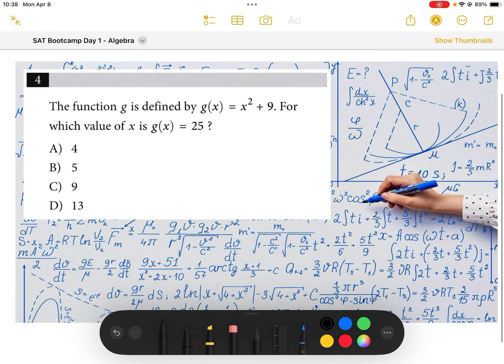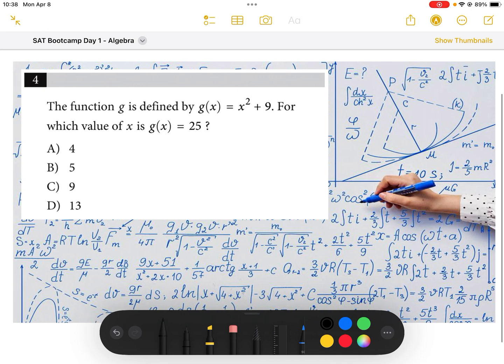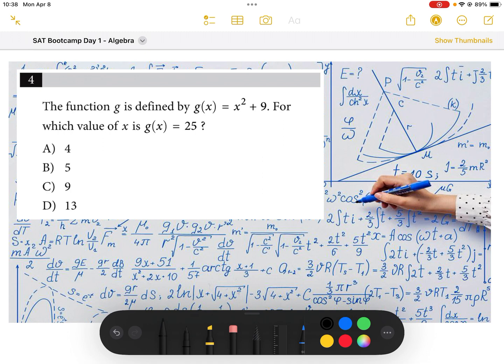Here is question 4. It says the function g is defined by g of x equals x squared plus 9. For which value of x is g of x equal to 25? A, 4; B, 5; C, 9; D, 13. So go ahead, take a moment and solve this problem. So here we're going to substitute in 4, 5, 9, and 13 into our function g of x to see which one simplifies to 25.